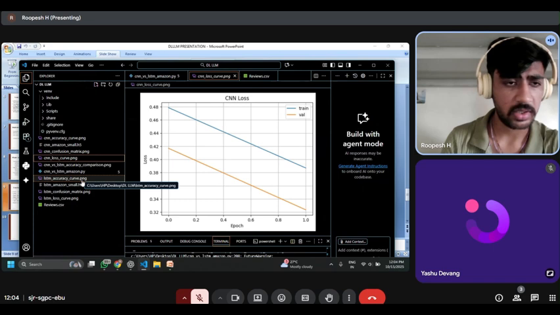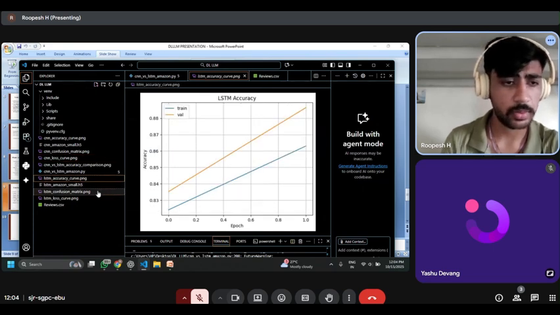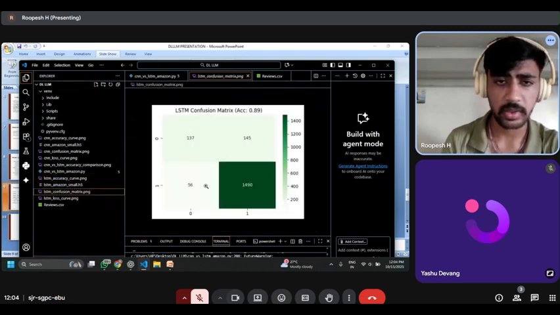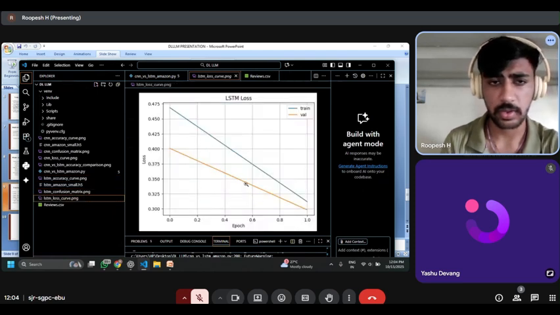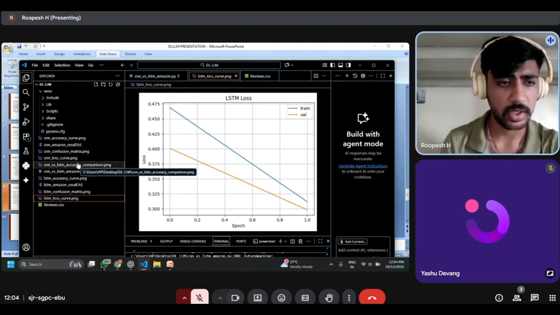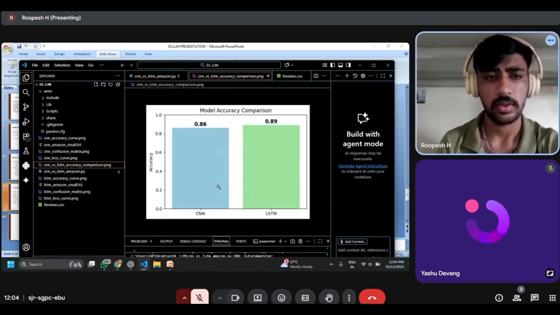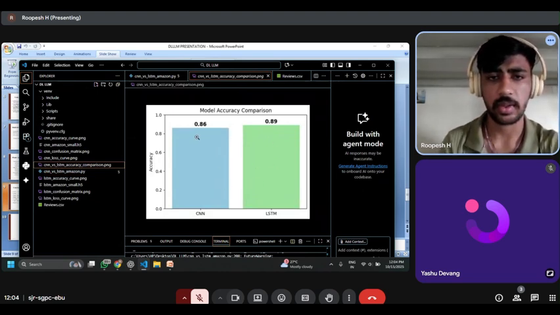Next is the LSTM accuracy curve. The same results over here too. The confusion matrix has a bit more. The loss curve has also decreased, and this is the final comparison, CNN versus LSTM accuracy comparison over here. So basically, this is the accuracy: 0.86 is of CNN and 0.89, around 90, is of the LSTM.